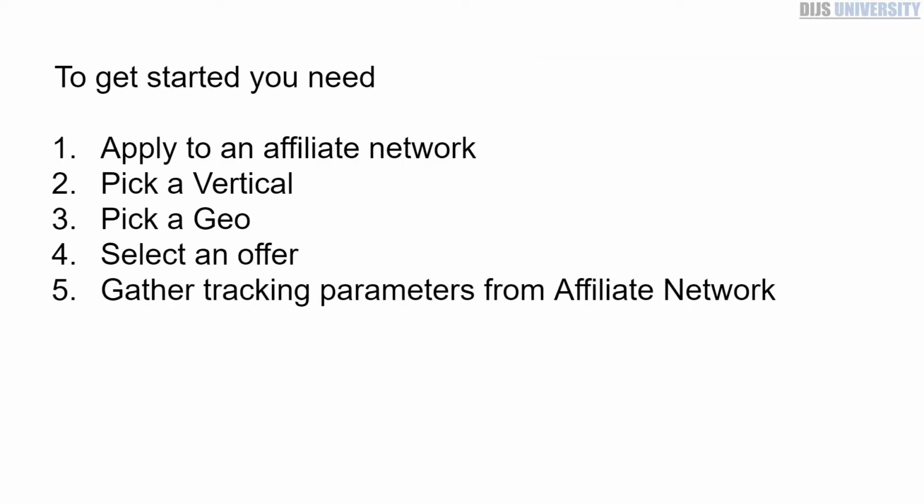So your overview in general means that you're going to have to apply to an affiliate network. We're going to show you what affiliate network you can utilize for most of the trial offers, and it's going to be Yep Ads. Then you need to decide which kind of offer you want to promote. You need to pick a geo and select an offer as well. Once you select that offer, you need to gather up your tracking parameters for your affiliate network so you can proceed to your tracker and get everything set up.